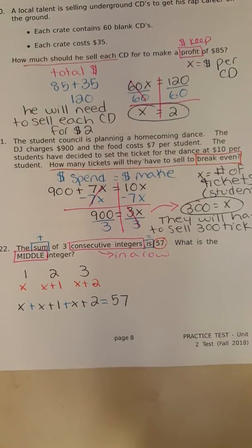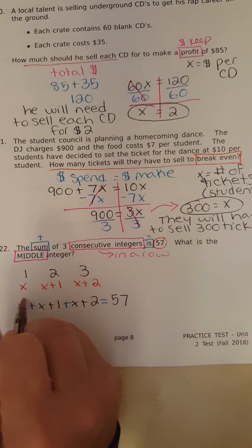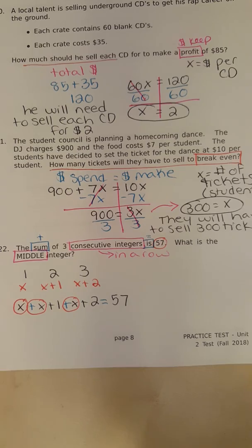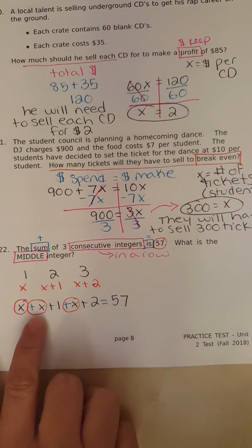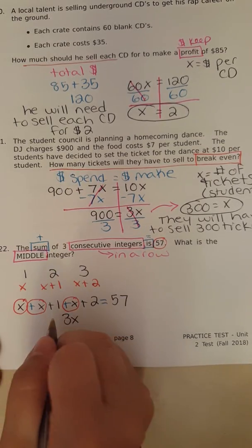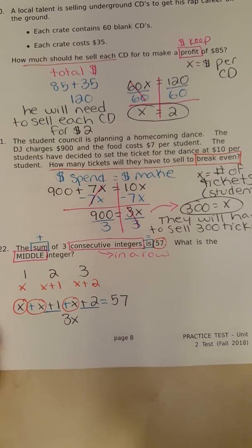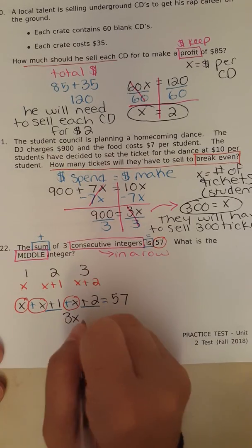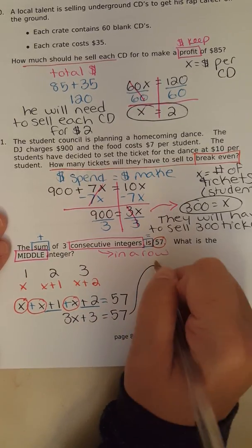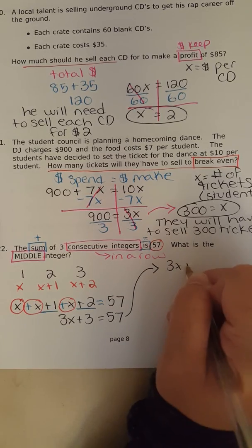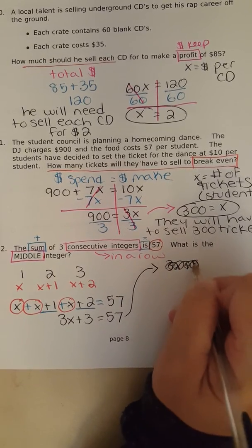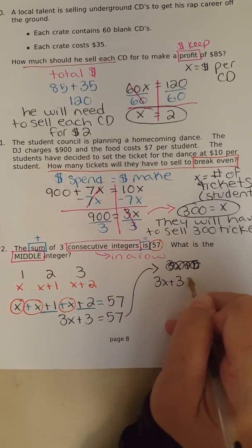Our first step to solving this equation is going to be to combine our like terms. I have x plus x plus x. And remember, if that x doesn't have a number in front, it's a 1x. So 1x plus 1x plus 1x will give us 3x. Then I also have like terms of 1 and 2. 1 plus 2 gives us 3. So here's our equation, a little bit prettier and easier to solve. I'm going to move over here so I have a little more room. Plus 3 equals 57. I'm just going to cross that out and rewrite it. 3x plus 3 equals 57.